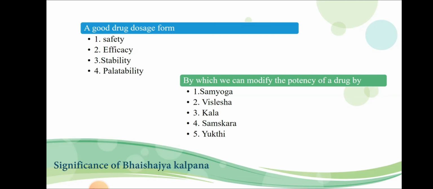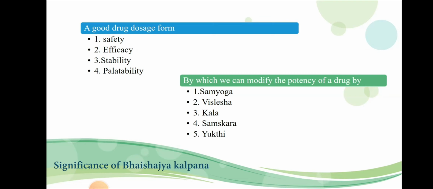In Kalpasthana of Charaka Samhita, it is mentioned, which emphasizes the importance of Vaishijya Kalpana: Alpasya Mahartutvam Prabodasya Alpakarmada Kujya Samyoga Vislesha Kala Samskara Yuktibihi. So one can modify the potency of a drug by Samyoga, Vislesha, Kala, Samskara and Yukti. These are the methods that you can adopt to modify the potency of a drug.